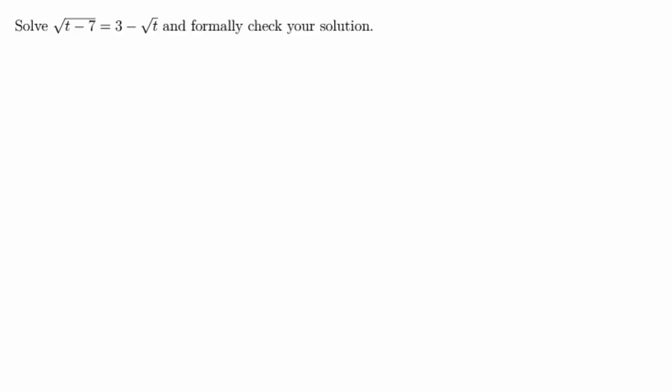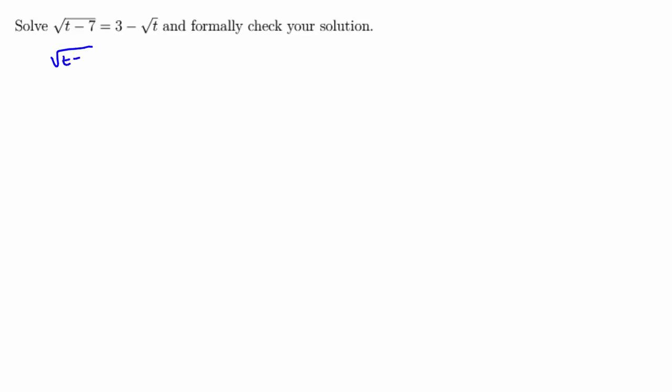We're told to solve the equation that has the square root of t minus 7 on the left, and on the right has 3 minus the square root of t. We're then asked to formally check our solution, which we'll do at the very end. So the first thing we want to do is isolate one of the radicals. In general, we isolate the most complicated radical, which in this case is the square root of t minus 7.